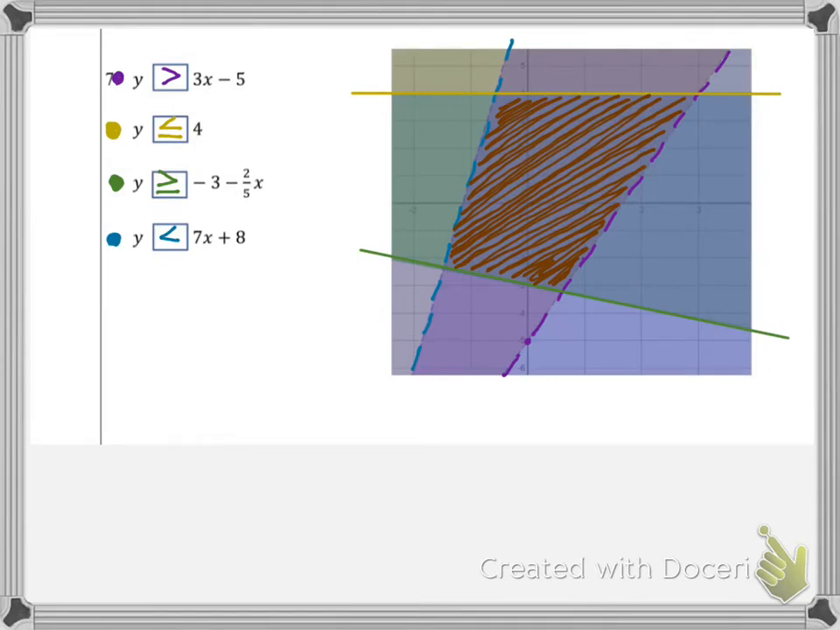Okay, so here's the solution to the last one. You'll notice that 2 of the boundaries were dashed, and I color-coded those blue and purple. And then the other 2 boundaries were solid, and those were yellow and green for me. And then I went through and I checked points that were actually in that shaded region with regards to that line, and then tried to make those inequalities true. And that concludes our notes.